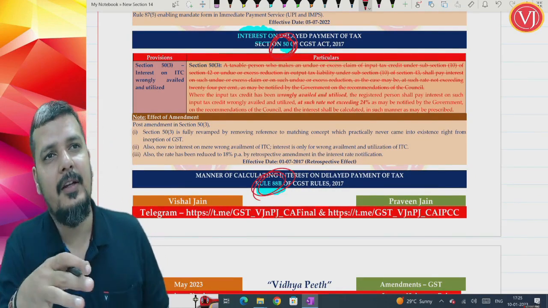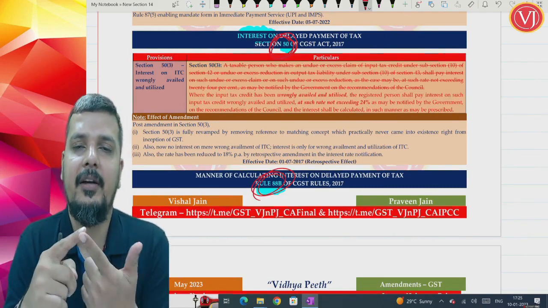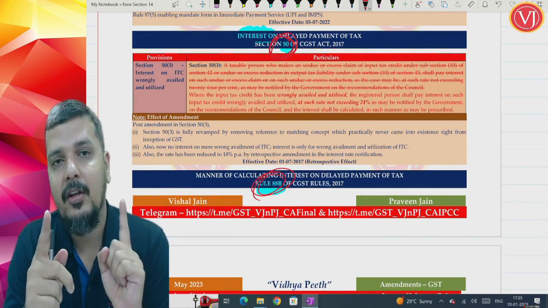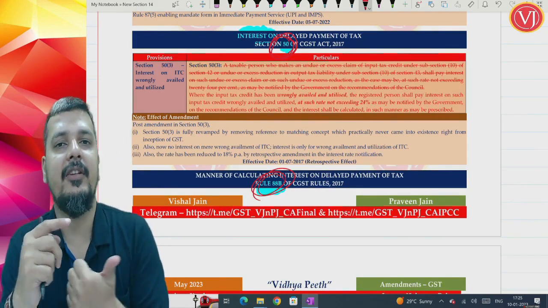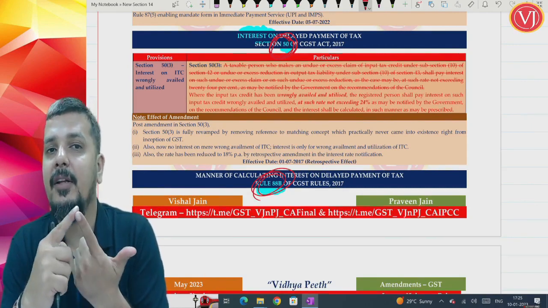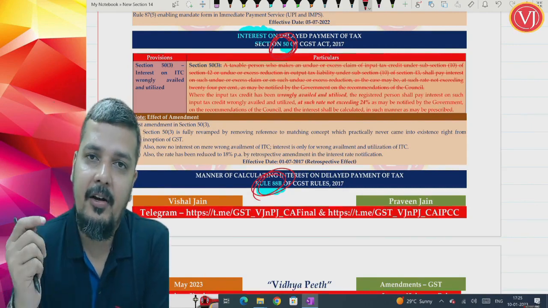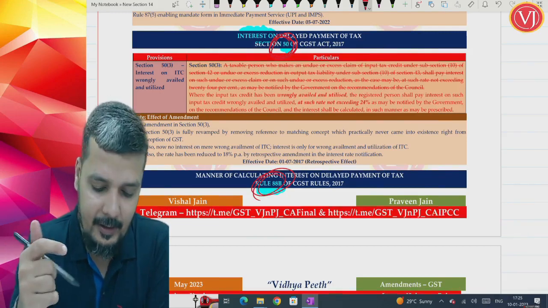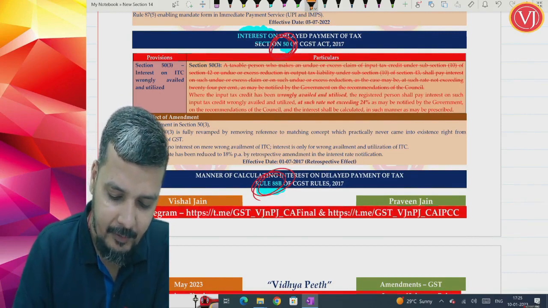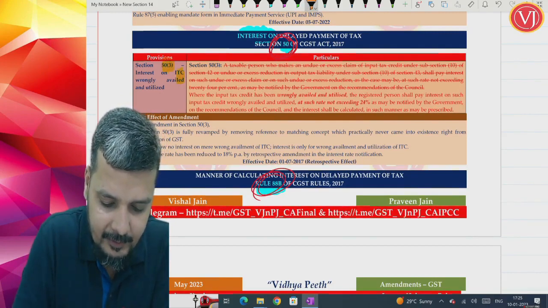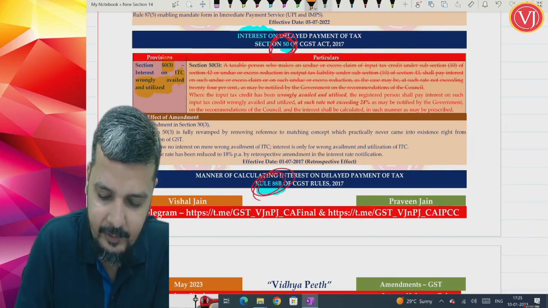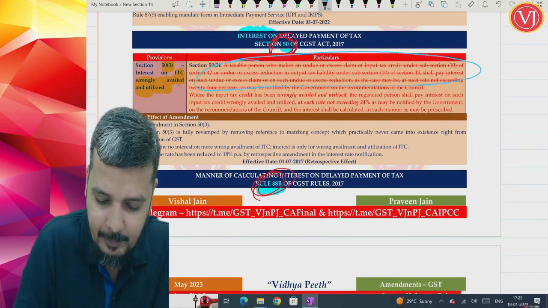Now, interest was split into two parts. Interest for late payment remains the same, no change. There is no change in section 50 subsection 1 and section 50 subsection 2. The change is only in section 50 subsection 3, which deals with interest in case of excess input tax credit, that is, ITC wrongly availed and utilized. That provision is entirely replaced.